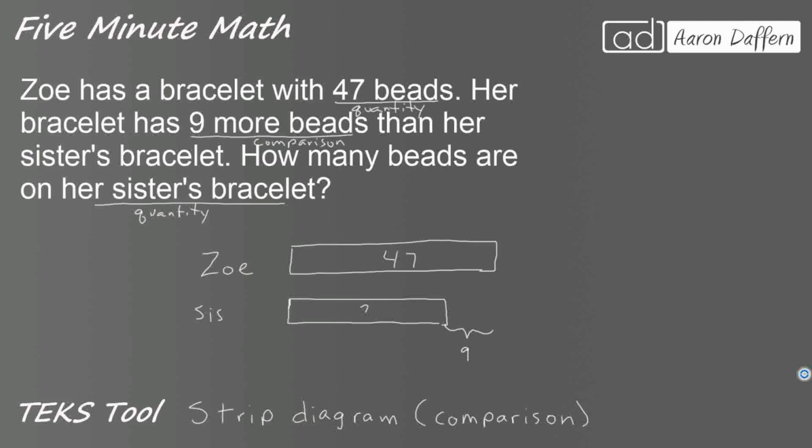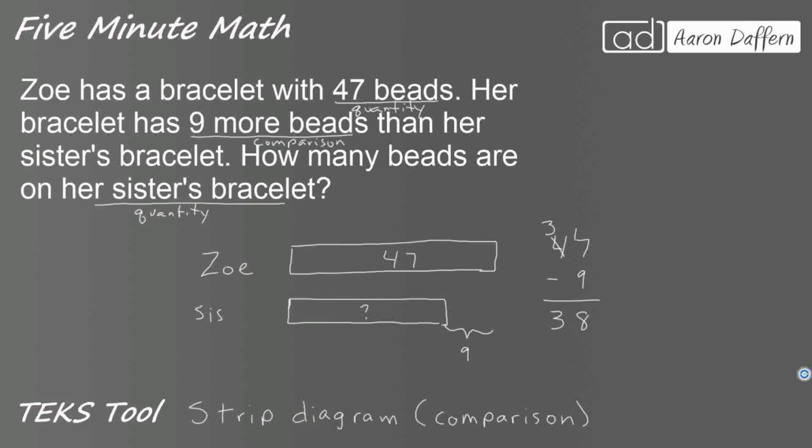So then my question is how much does her sister have? Because remember, Zoe's is 9 more than her sister's. So it still looks like a subtraction problem. We would need to subtract here to solve, but it's a different strip diagram than a part whole because we're not combining anything together. So we could say, all right, so Zoe's sister has 38 beads.